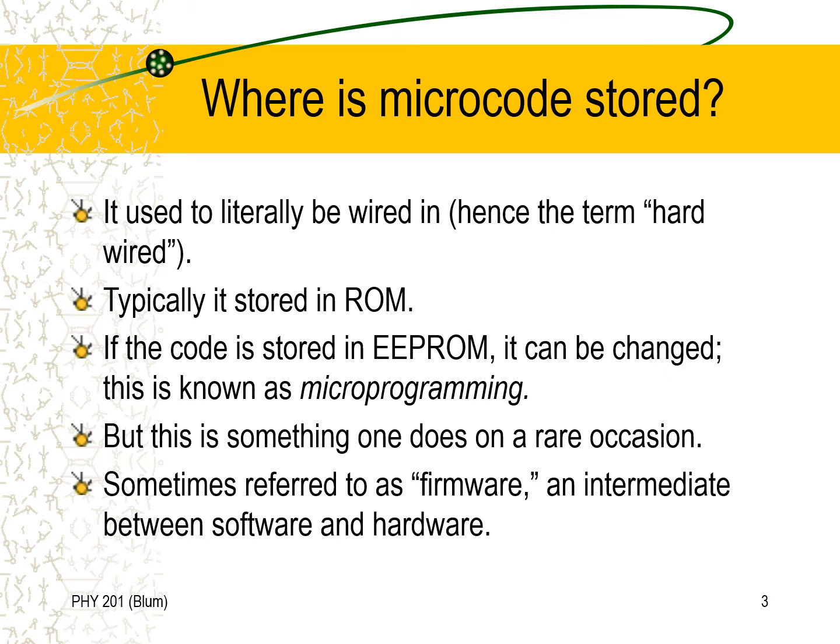They used to be literally in the wiring. You would plug in wires, and hence the term hardwired. Now it will be stored in ROM, read-only memory. If it is put in EEPROM, electrically erasable programmable read-only memory, then it can be changed, and you would call this microprogramming. But this is done on a very rare occasion. And this code is sometimes known as firmware. So that would be intermediate between software, which is in memory and easy to change, and hardware, which is the physical stuff and hard to change without getting a new computer.